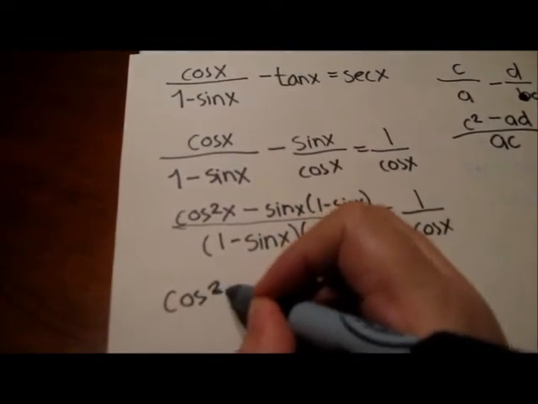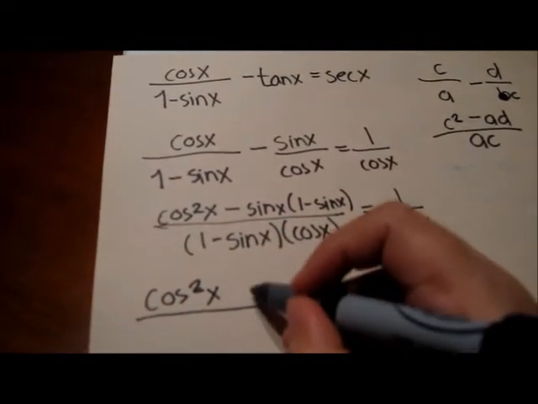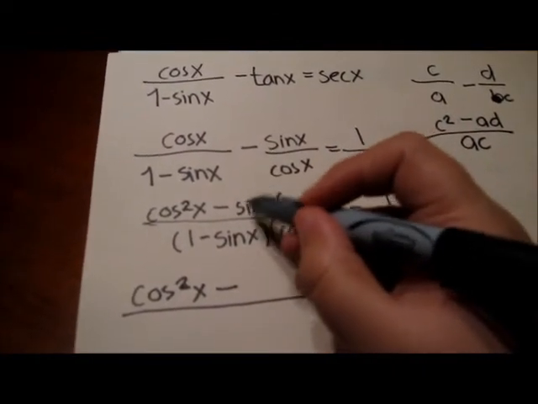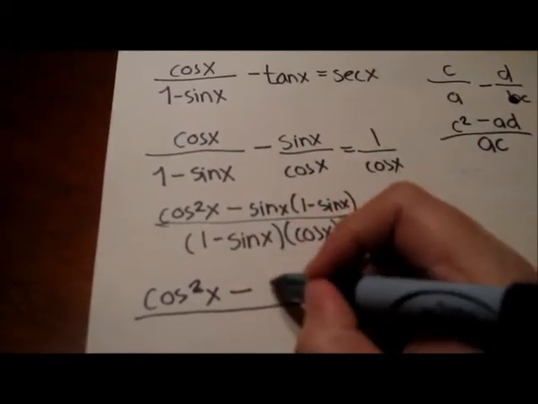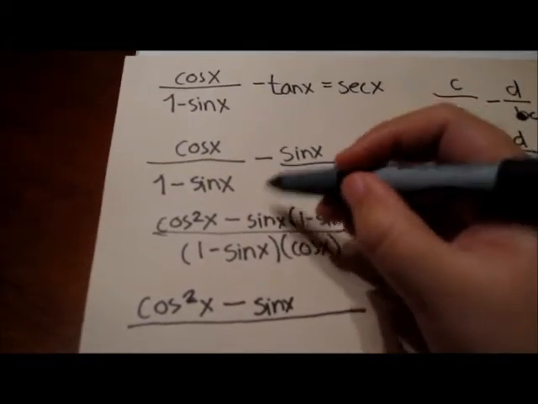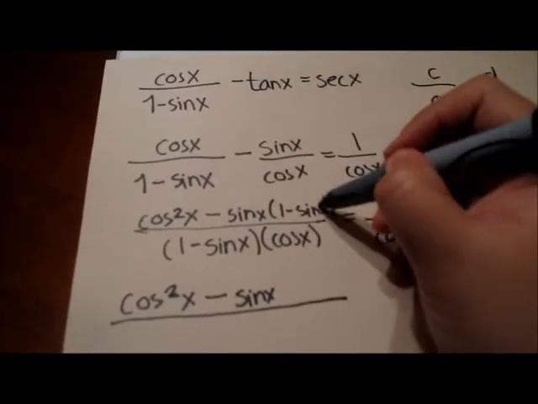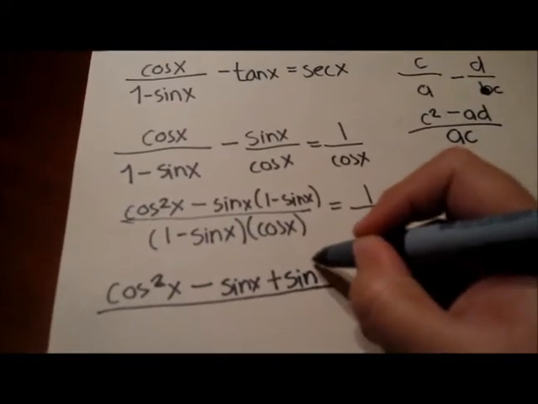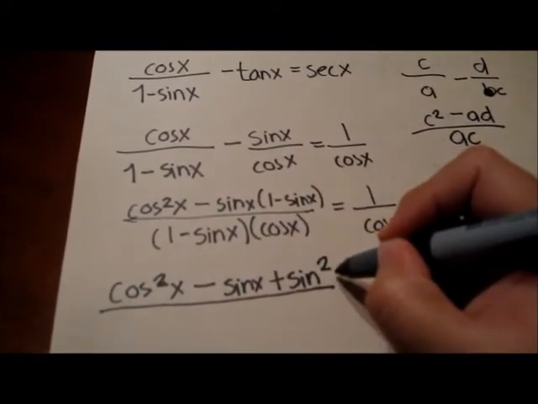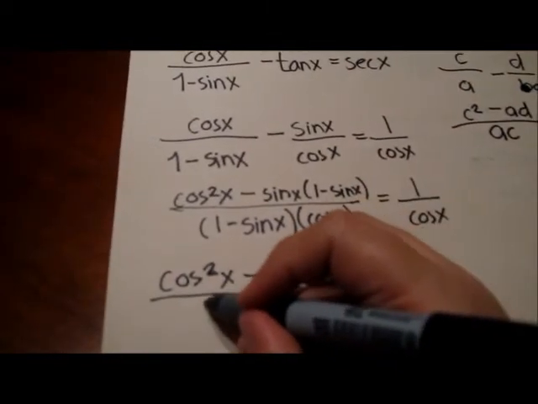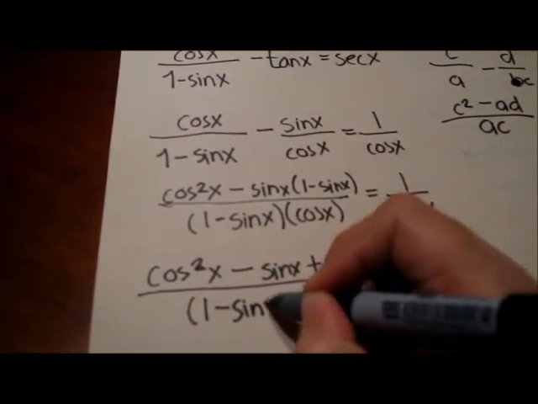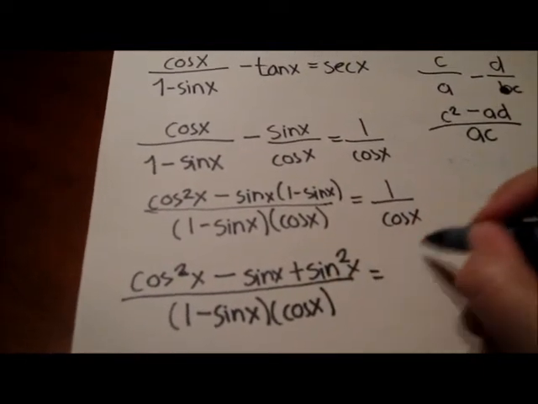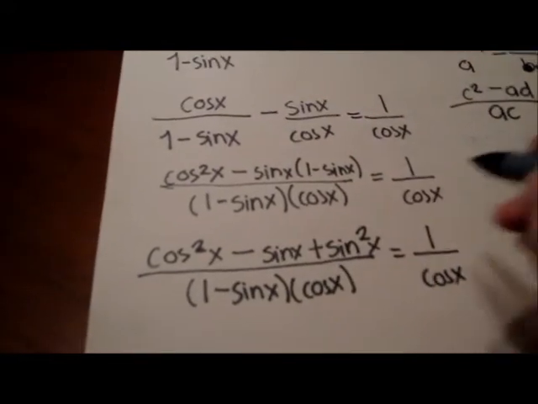Cosine of x elevated to the second minus, and I need to multiply this first. So sine of x times 1 is going to be negative sine of x. Negative sine of x times negative sine of x is going to give me positive sine elevated to the second of x. All divided by 1 minus sine of x times cosine of x equals 1 over cosine of x.